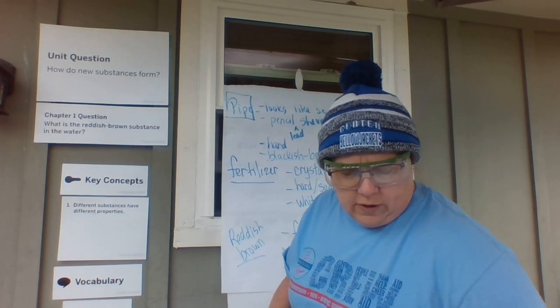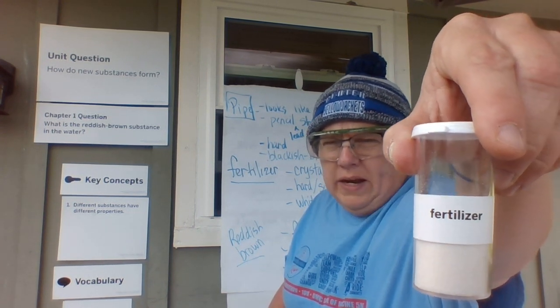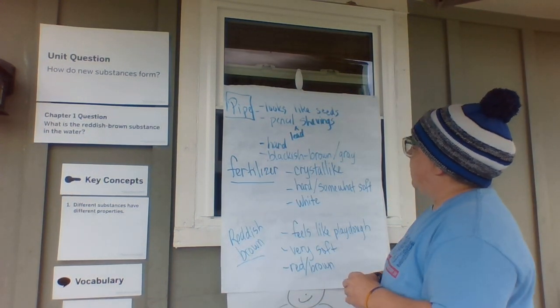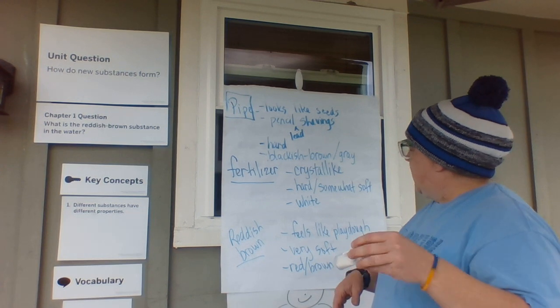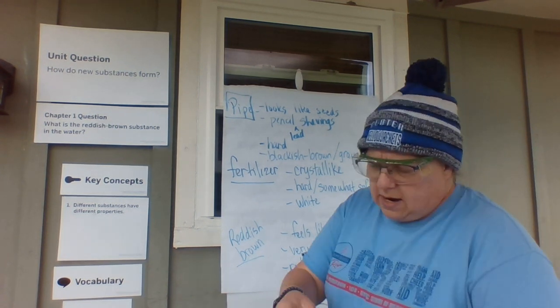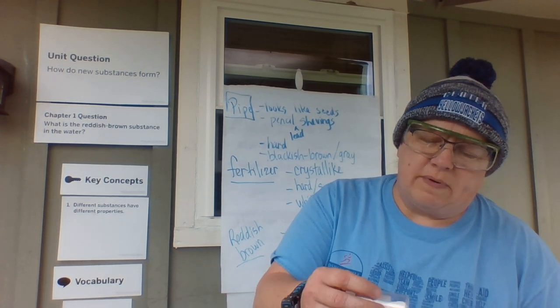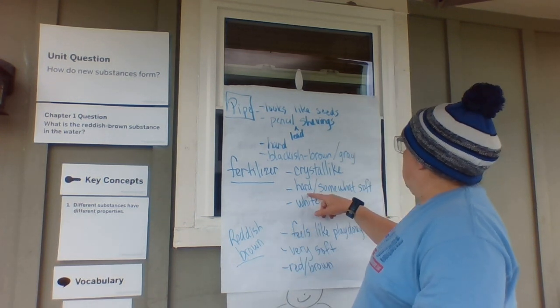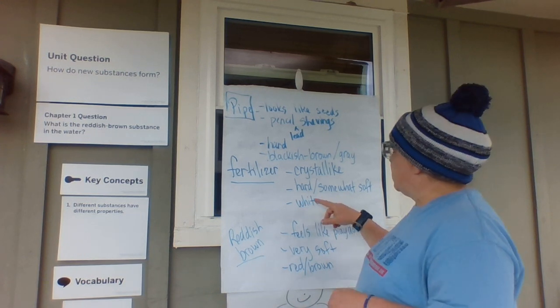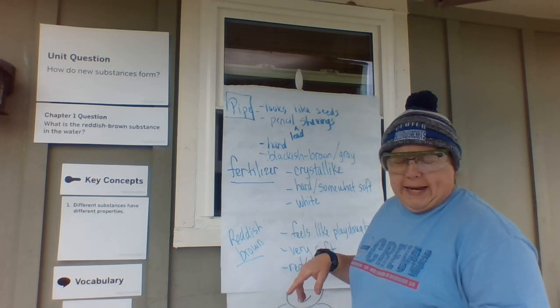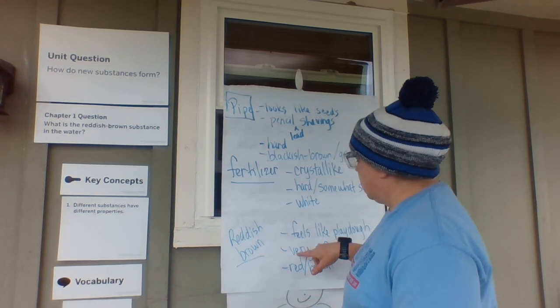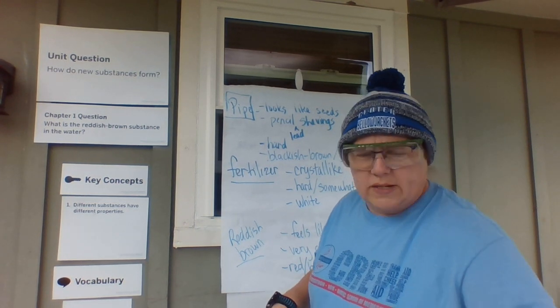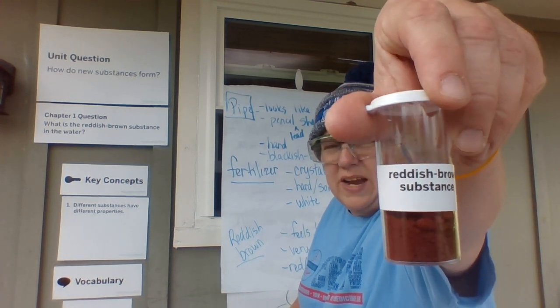The next one we looked at was the fertilizer, and we recorded some different observations. It was crystal-like. Tanner said it reminded him of salt, and that was what he was looking at there. It was hard, but yet kind of soft. And it was also white. And then the last one that we looked at was the reddish brown substance, and it's this one right here.